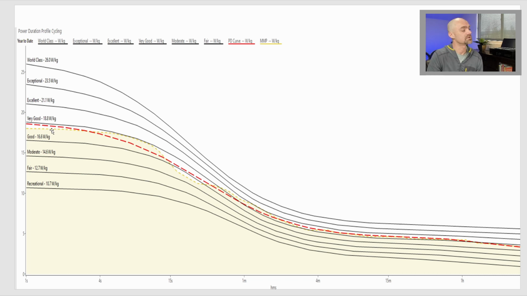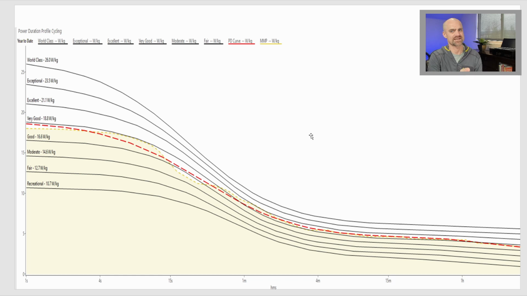Now the yellow shaded area is the mean max power. This is actual data, and you can see how it goes up and down. It's kind of smooth, but a little zigzaggy. The red dashed line is a calculated smooth average, and that just makes it a little bit more readable, and it does some other calculations. But let's take a look.